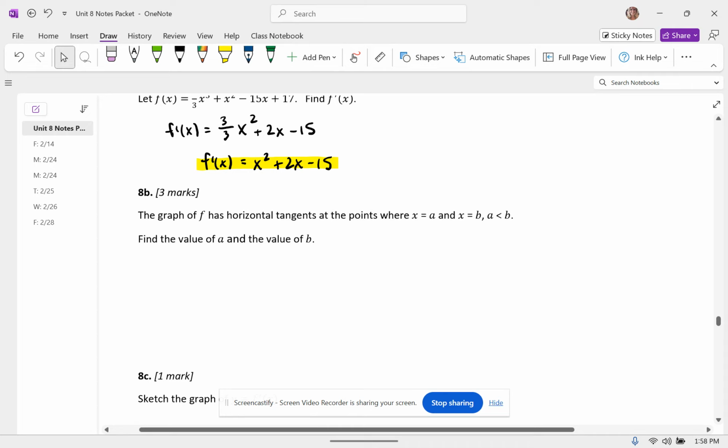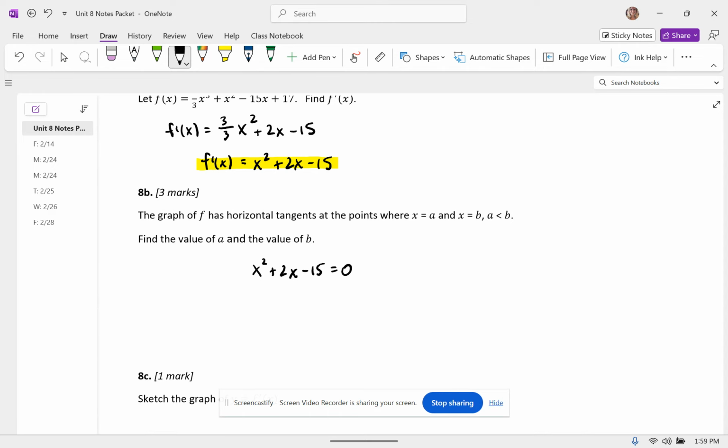B, the graph of f, so now we're talking about the original again, right? It has horizontal tangents at the points where x equals a and x equals b. A is less than b. Find the value of a and the value of b. So you know that horizontal tangents occur when what is set equal to 0? The first derivative. So let's set the first derivative equal to 0. Find those critical points. So I've got x squared plus 2x minus 15. Set it equal to 0 and go ahead.